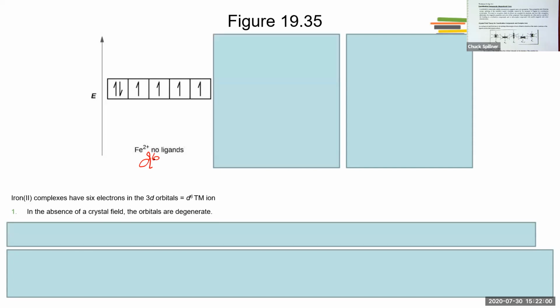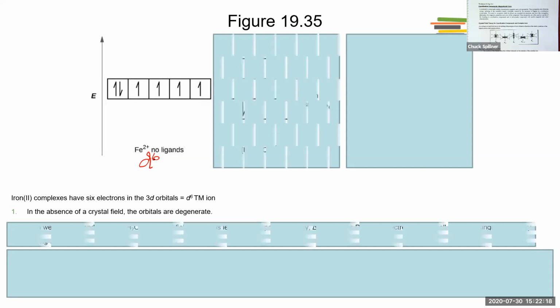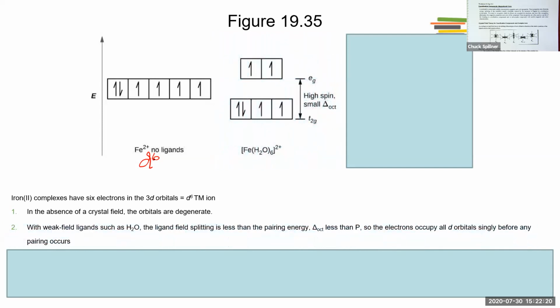So how do they fill? Let me go first. The d6 and the degenerate d orbitals would look like this. They fill singly, 1, 2, 3, 4, 5, and then it would pair up in the first d orbital. So that's what a d6 is. But when the ligands come and you get the crystal field splitting, it might look like this.